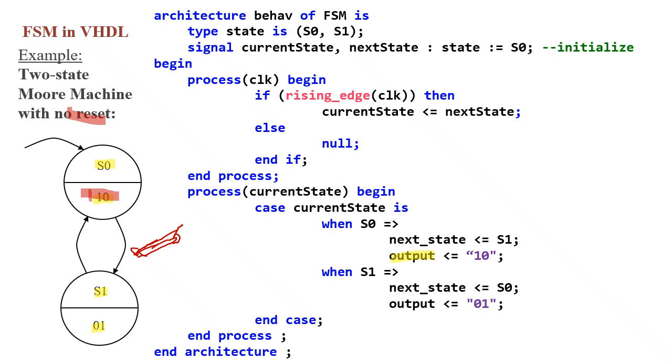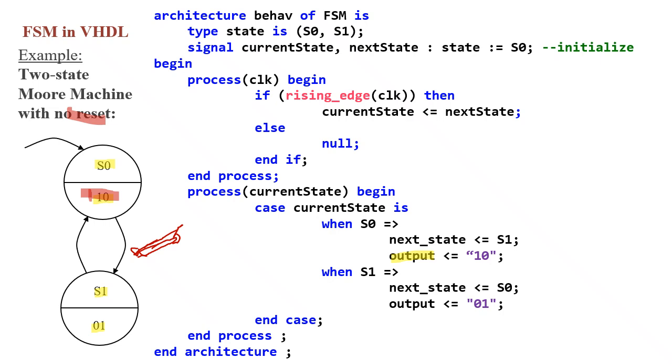Now, while explaining the code, I'm going to try to highlight any part that is necessary to modify or update as you are implementing a different FSM design. First, this is just the architecture part. Of course, for the entity, you'll have to declare the entity name, the different inputs and output ports. Of course, the clock has to be an input for this design. We have an output which we named output, and it's a vector of 2 bits.